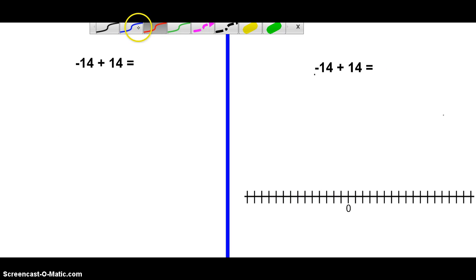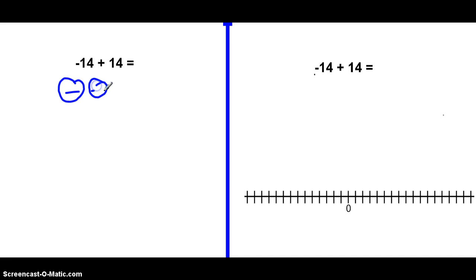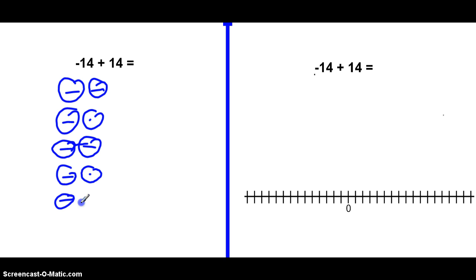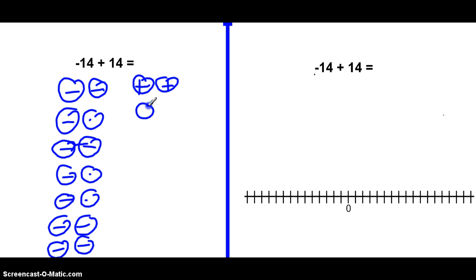Alright, last problem. Negative 14 plus 14. Some of you guys might already recognize what's going to happen before we even do this. But just for the sake of practice, we will write it out. So we need 14 negative chips. Okay, there's 14 negative chips, and we're adding on 14 positive chips.